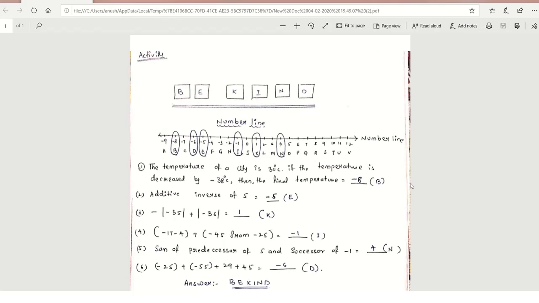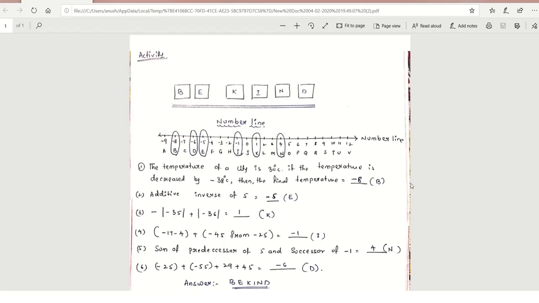Here the third question is minus of modulus of -35 plus modulus of -36, which is equal to, now when you take the first modulus, 35 is the answer. 35 is a negative number, the negative sign is outside the modulus. So -35 plus 36. Modulus of -36 is obviously the positive one, so 36, which is equal to 1. Where is the answer 1? Yes, which is the letter K on the number line.